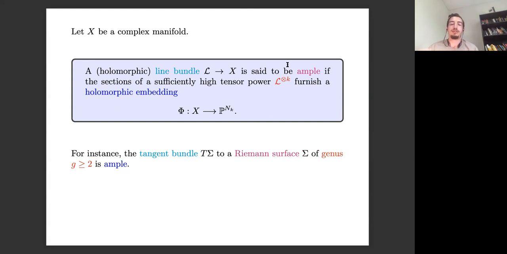So, for instance, if I look at the tangent bundle of a Riemann surface, say of genus g greater than or equal to 2, then if I tensor that sufficiently high, then the sections of that will give me an embedding into Pn. I think actually the n in which you can embed it is a whole area of research, like the smallest number, and what these k's can be. Yeah, that's obviously not my area of research. Okay.